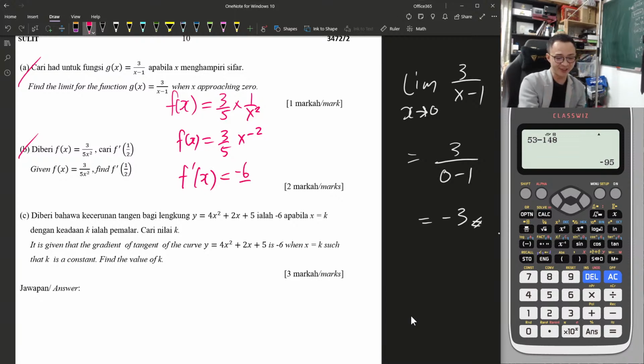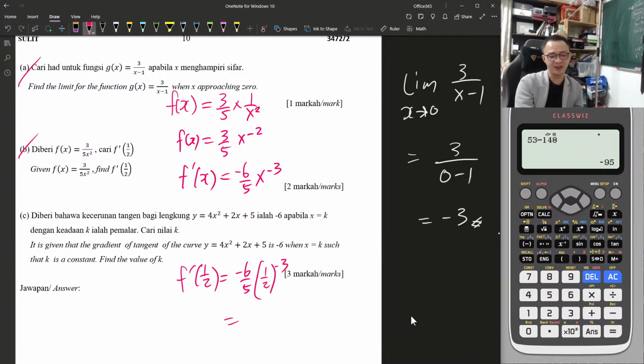So that you get negative 6 over 5 x minus 3. Okay, so then now only you insert the 1 over 2 into it. So it's negative 6 over 5, and then this one will be 1 over 2 to the power of negative 3. So it should be negative 48 over 5, isn't it? Yeah, so you get negative 48 over 5 here.